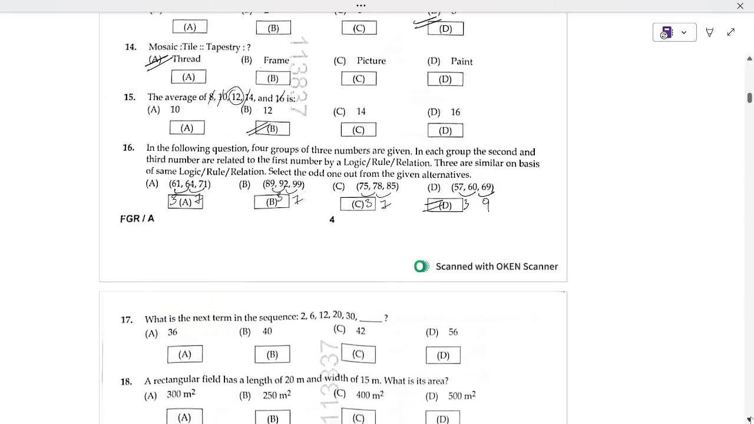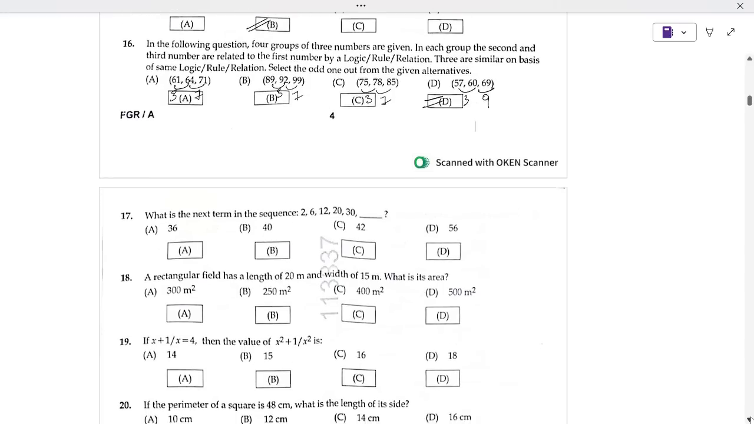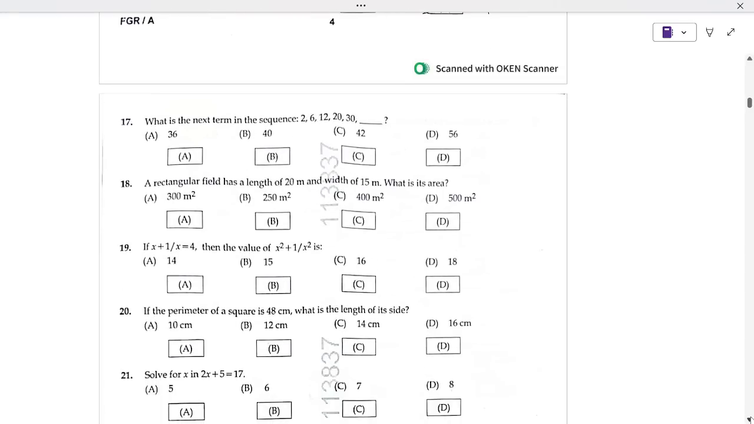Next also. What is the next term in the sequence? 2, 6, 12, 20, 30. Alright, so this is a number series. Let's check the number series pattern. 2, 6, 12, 20, 30 and question mark. So the difference is what? 4, 6, 8. So this is even numbers starting from 4, 10, then this will be 12. So 30 plus 12 will give us 42. Then C is the answer.